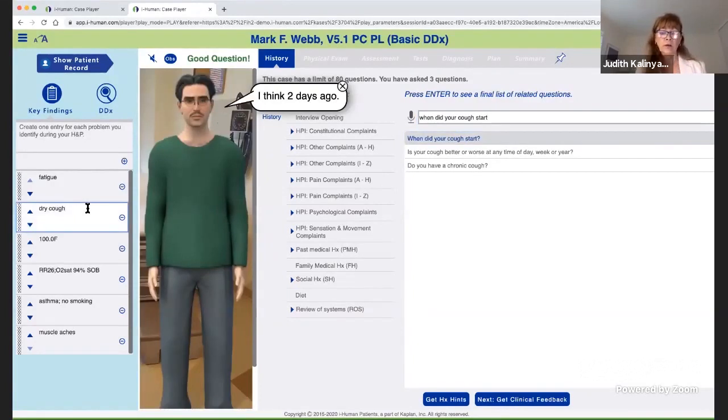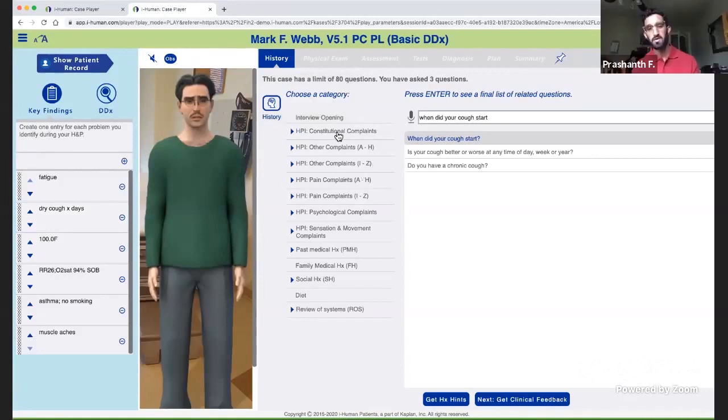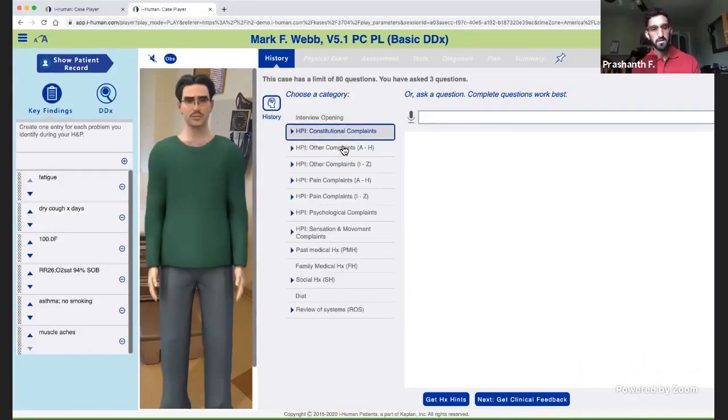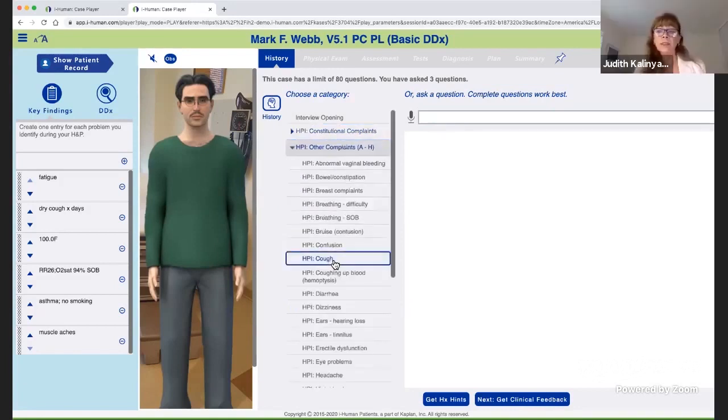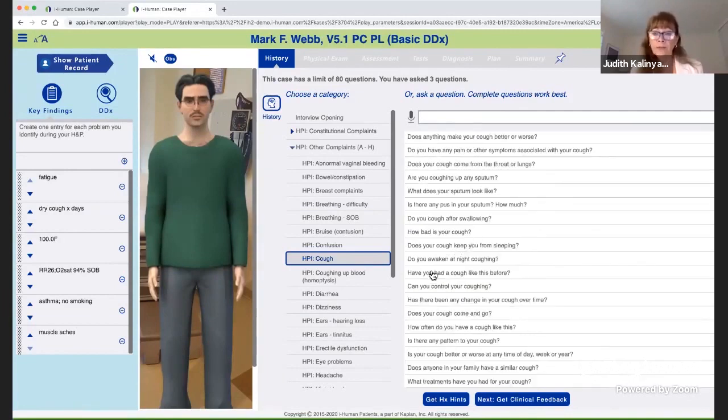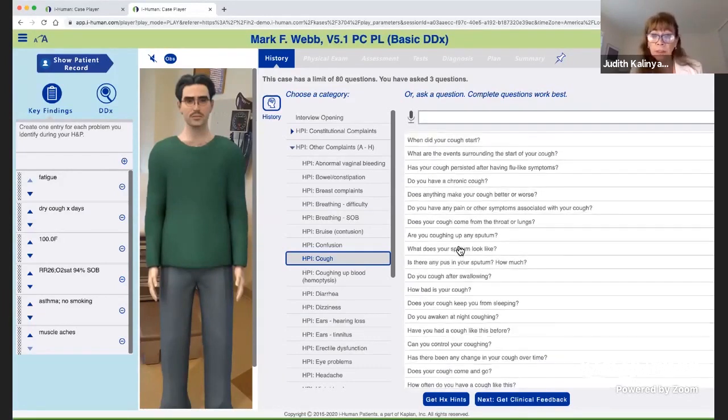Two days ago. Okay. What else do we want to know about his cough? Anything that makes it better or worse. Okay, so let's go into cough. You can see another way to find tons of different questions, where you can scan down and find the question you're looking for. Is it, does anything make it better or worse? So let's find that question.